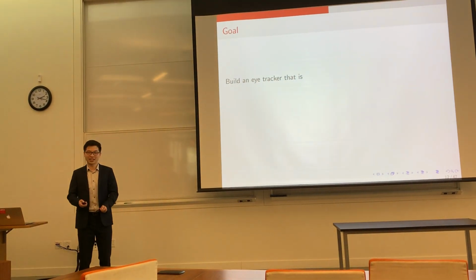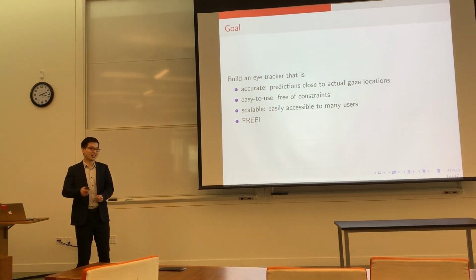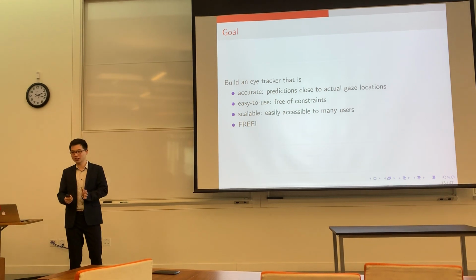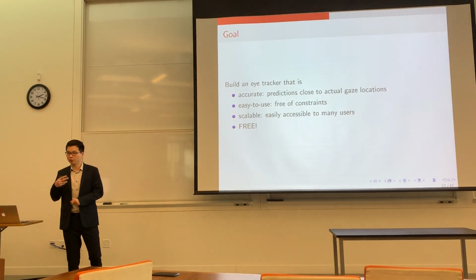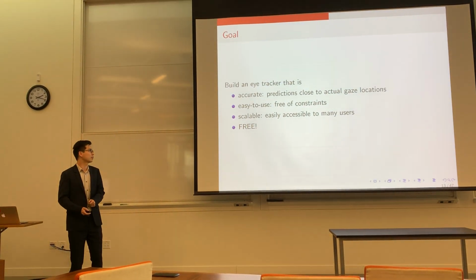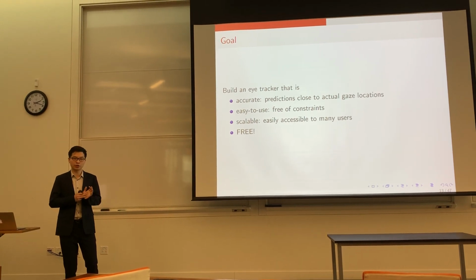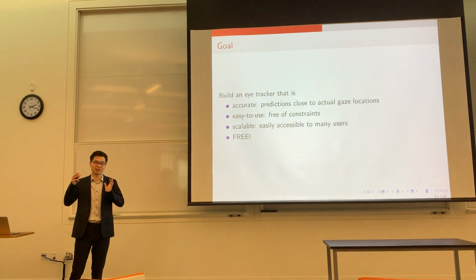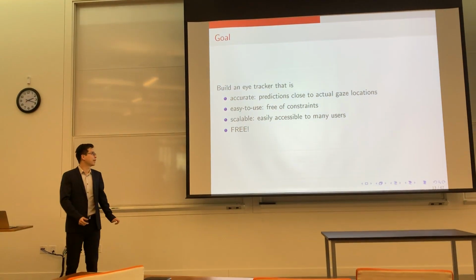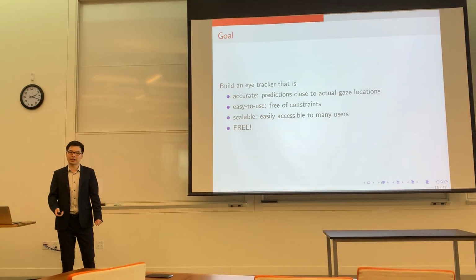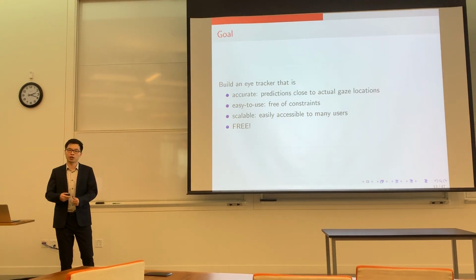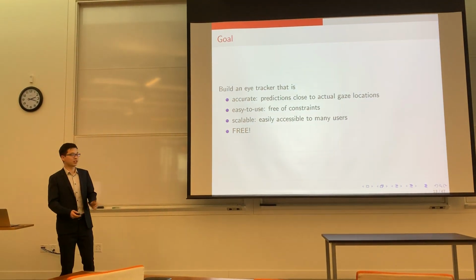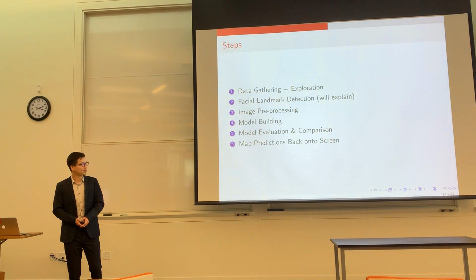So, in light of these problems, in my thesis, what I'm trying to do is to build an eye tracker that satisfies the following conditions. It has to be accurate, meaning that the predictions will be relatively close to the actual gaze locations. It should be easy to use, which means that it's free of external constraints such as the headset you have to put on your head. And it should be scalable, which means that it can be easily distributed to a large audience. And finally, I want it to be free for everyone to use.